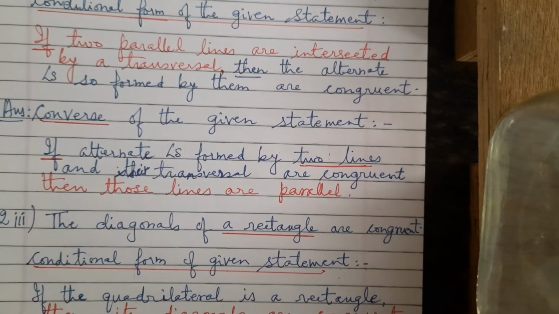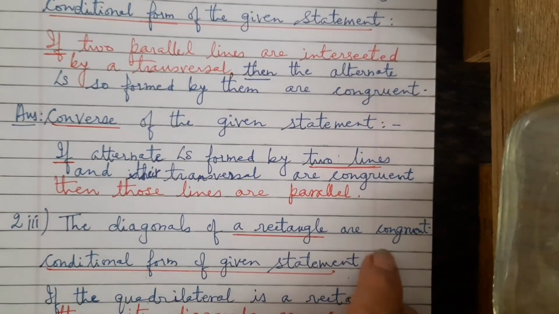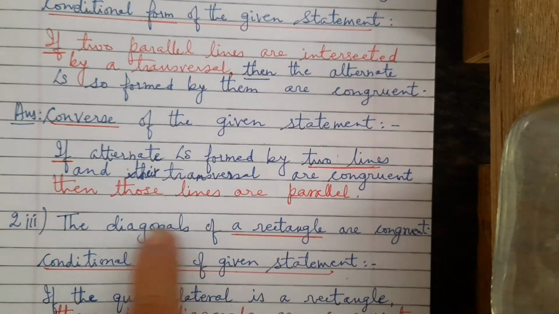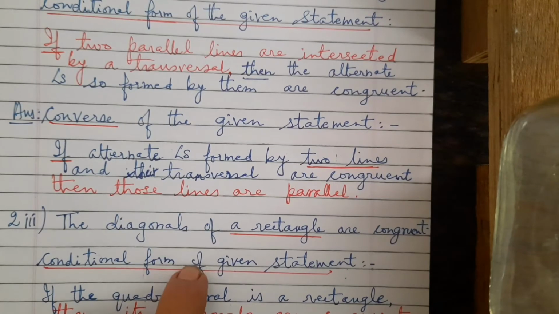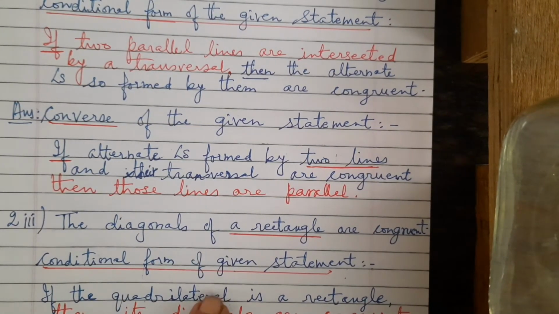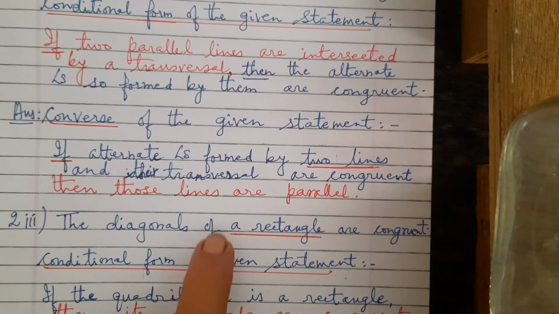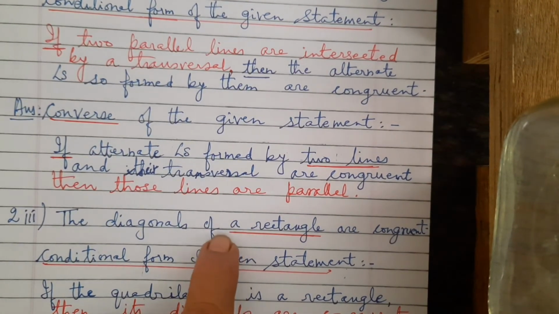The given statement says the diagonals of a rectangle are congruent. Now this sentence is not in the conditional form. First make this sentence in the conditional form, that means make this sentence in the if then form. Then only you will be easily able to get the converse of this statement. Now what will I write in the if part when I write in the if then form?